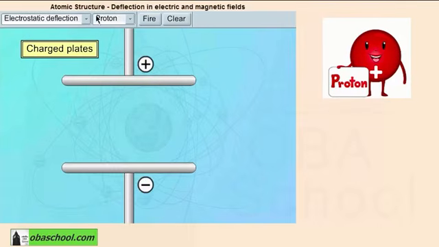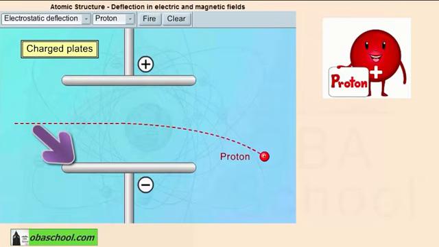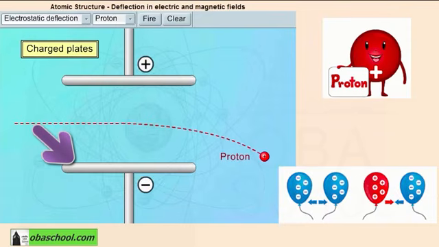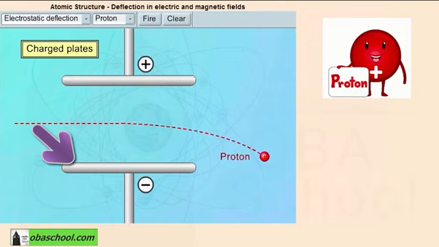Let us start with a proton. We will fire a proton between the charged plates. Notice the behavior of the proton. It moved away from the positively charged plate and moved towards the negatively charged plate. And since the rule says that like charges repel and opposite charges attract, the proton is attracted towards the negatively charged plate since it's positively charged.